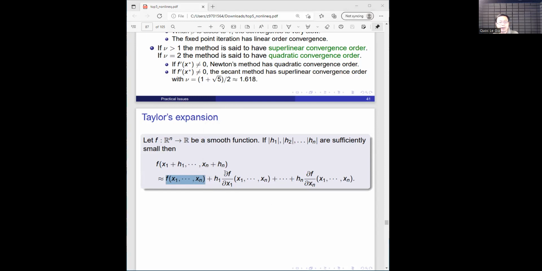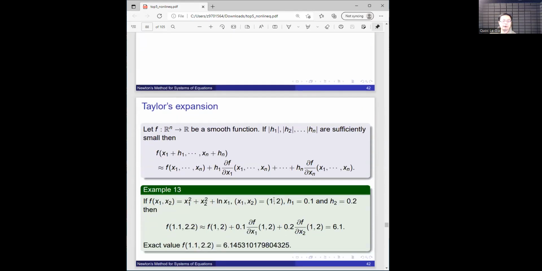And this one is a partial derivative. Remember, the function has more than one variable, so you have to take partial derivatives. This is the partial derivative with respect to the first variable multiplied by h1, and this one is the partial with respect to xn multiplied by hn. You see this is approximate because we ignore the higher order terms. Higher order terms would involve second order derivatives, and it could be complicated.